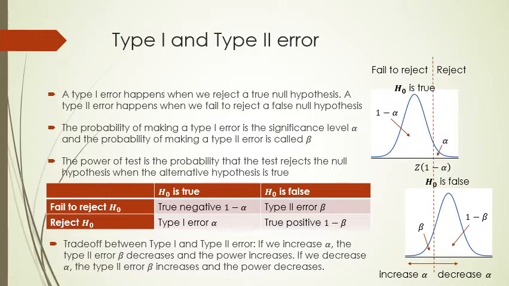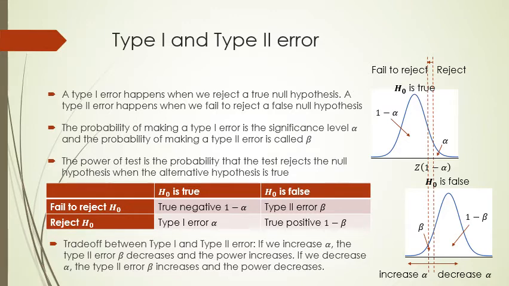In the lower graph, the null hypothesis is not true. Beta is the area that we fail to reject a false null as the type 2 error. 1 minus beta is the area that we reject a false null because it is right to the red dashed line. If we increase alpha, for example, from 0.05 to 0.1, the red dashed line will shift left. Type 2 error beta will decrease, and the power of test 1 minus beta will increase.